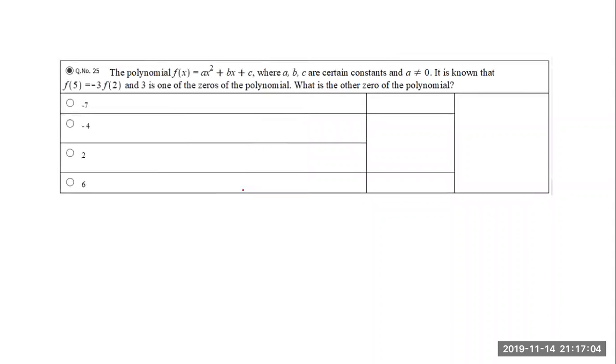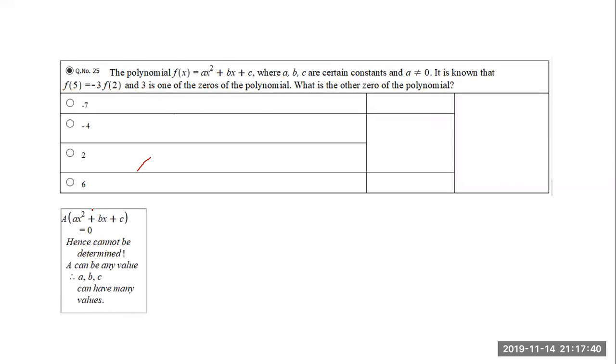What is the last question? The polynomial f(x) is equal to ax squared plus bx plus c, where a, b, c are certain constants and a is not equal to 0. That is to make sure that it is a quadratic equation. It is known that f(1) is equal to minus 3 of f(2) and 3 is one of the zeros of the polynomial. What is the other zero of the polynomial? This one you know already, we have already done it, no? First question.